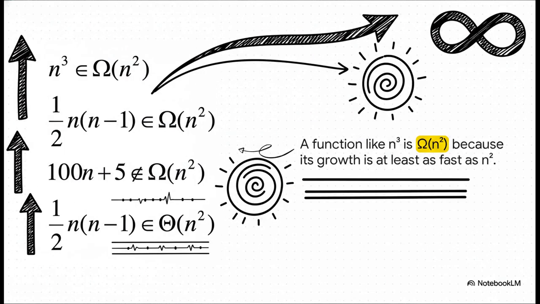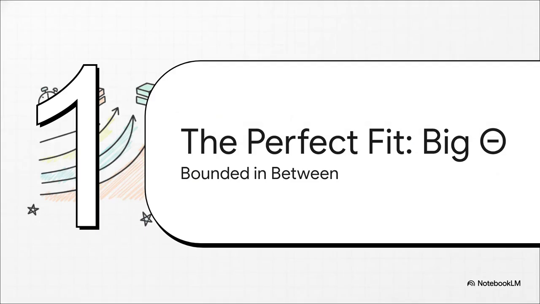Let's look at an example to make this stick. Imagine a function that grows like n cubed. Well, no matter how big your input n gets, n cubed is always going to grow faster than n squared. So because the growth of n cubed is guaranteed to be at least as fast as n squared, we can say that n cubed is big omega of n squared. That n squared is its performance floor.